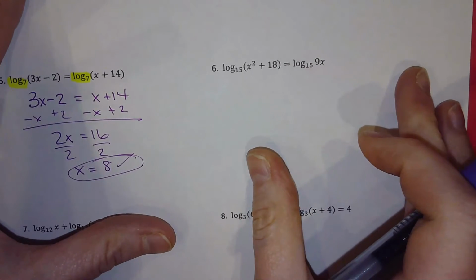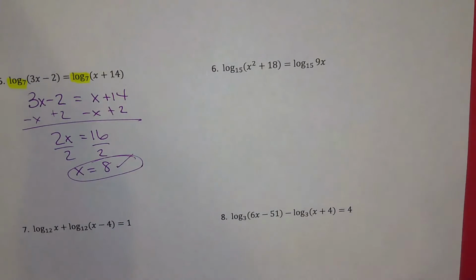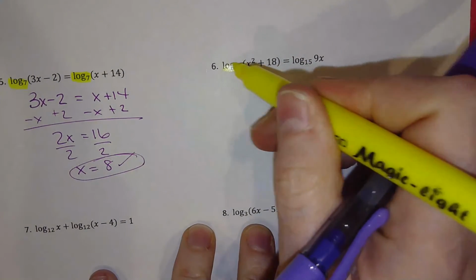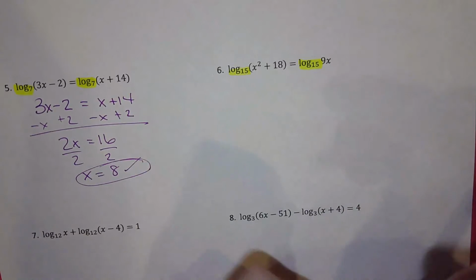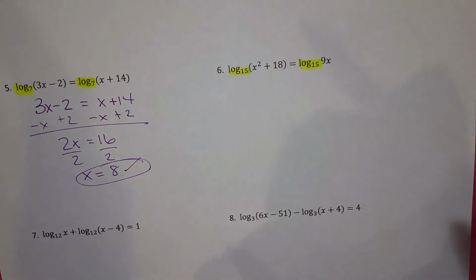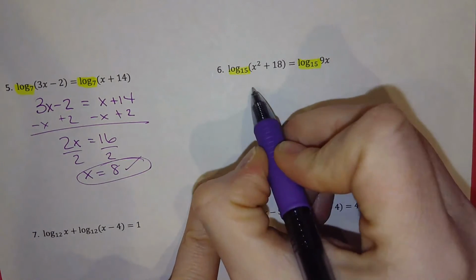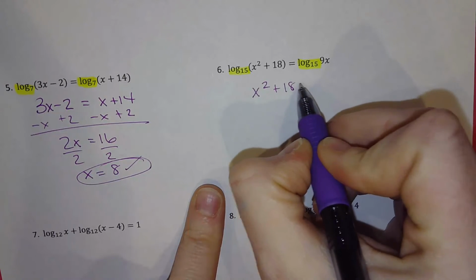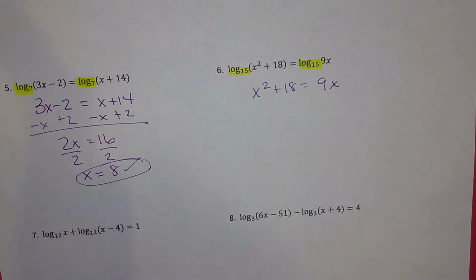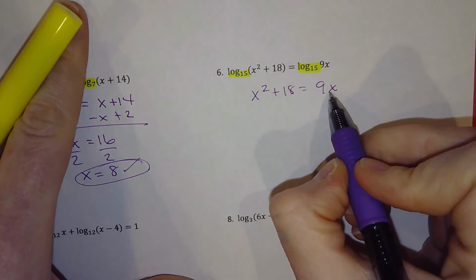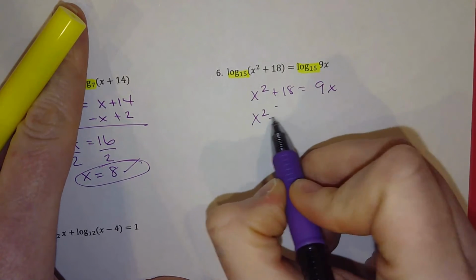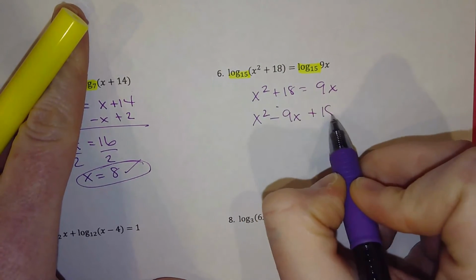All right, so same thing happening over here. Like I said, these are both common logs. So 15, 15, they're both on opposite sides. Excuse me. So whatever comes after that, I'm going to set equal. So x squared plus 18 equals 9x. Since I have an x squared, everything needs to go on one side, and I need to factor. So I'm going to move 9x over here. So I'm going to have x squared minus 9x plus 18 equals 0.